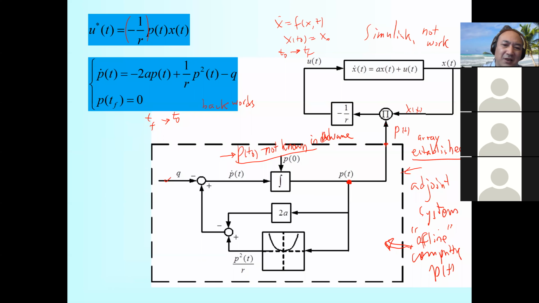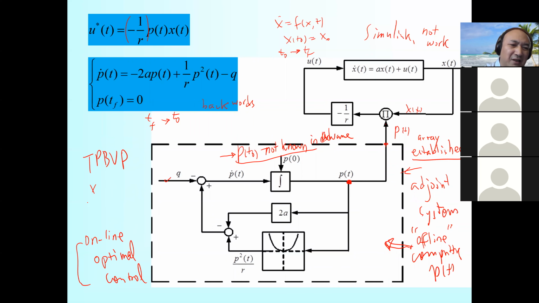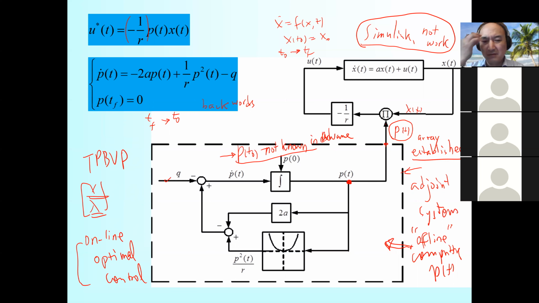Whenever people say, oh, I'm doing online optimal control, then you should raise your eyebrow and have a closer look at what they are doing. Fundamentally, we should not expect that kind of online computing because it is a TPBVP problem. Your x and lambda vector, you have an initial value for x and a final value for lambda. So it's kind of half-half. All right, I hope you're not confused by me. I said simulating will not work, which is true, unless you compute PT offline.